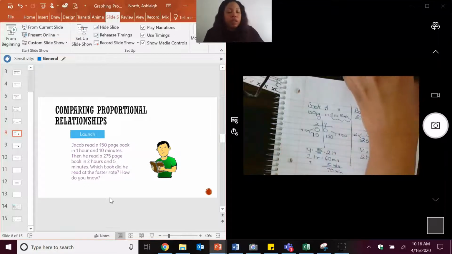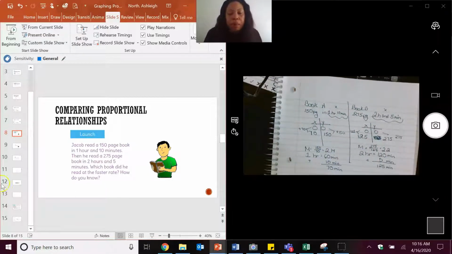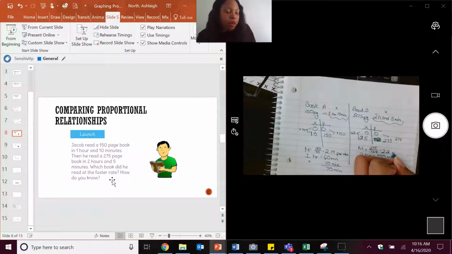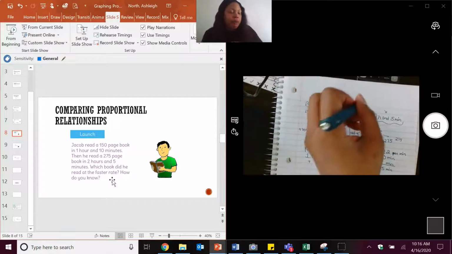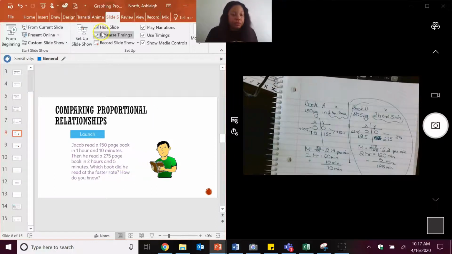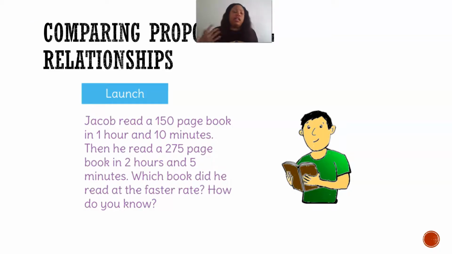So now, just going back to our question, which book did he read faster, and how do you know? So if this rate of change was 2.14, that means I'm reading 2.14 pages per minute. And this means I'm reading 2.2 pages per minute. So which one am I reading faster? I'm reading book B faster. That M is bigger. 2.2 is bigger than 2.14. So then that was, like I said, just to refresh.